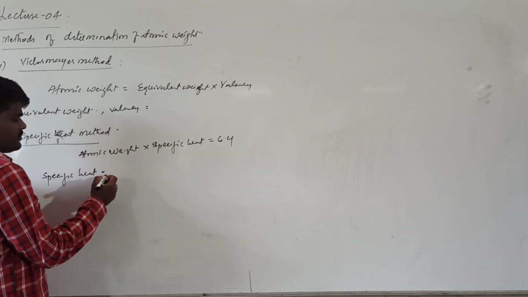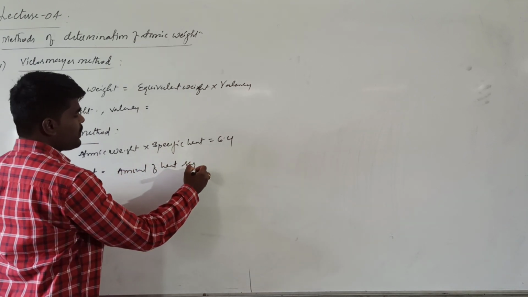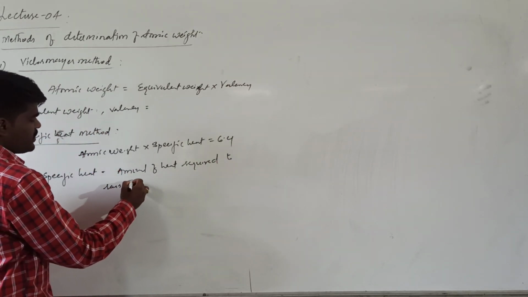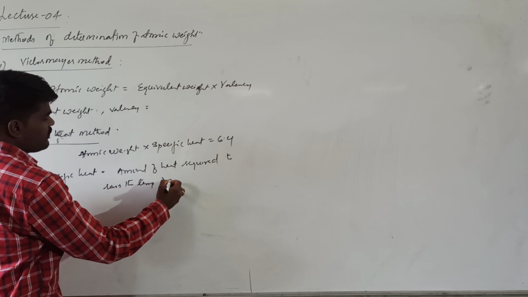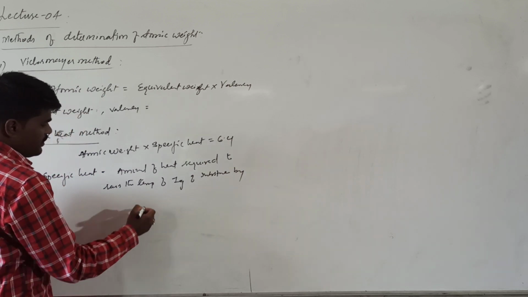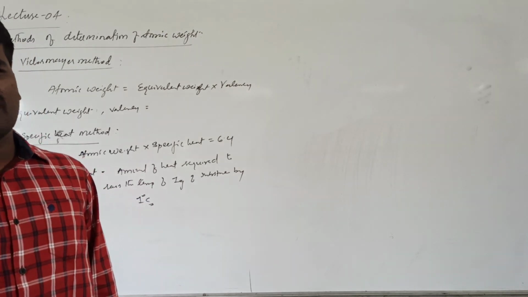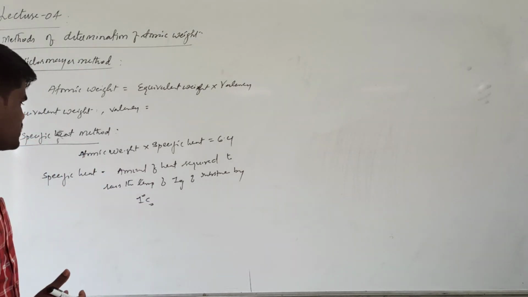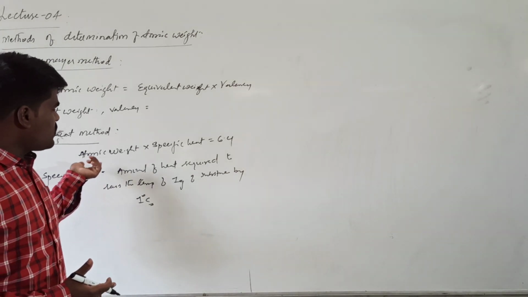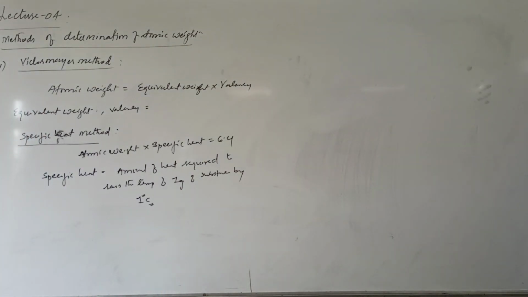This means it is the amount of heat required to raise the temperature of 1 gram of substance by 1 degree Celsius. The amount of heat required by 1 gram of substance to raise its temperature by 1 degree Celsius is called specific heat. Right? If you calculate the specific heat of a substance, you can calculate the atomic weight of the substance. This is another method of determination of atomic weight of a particular element.